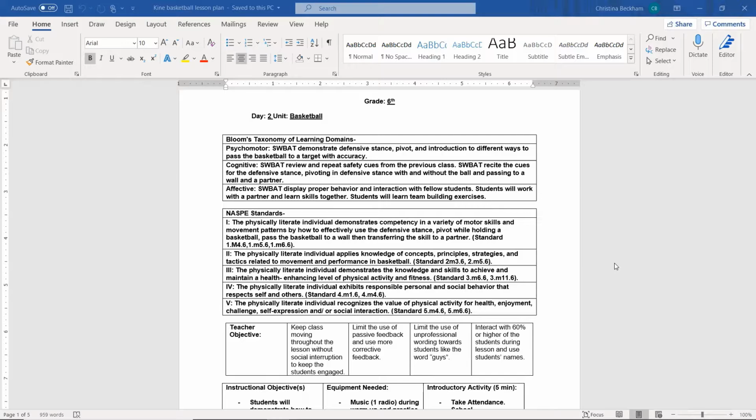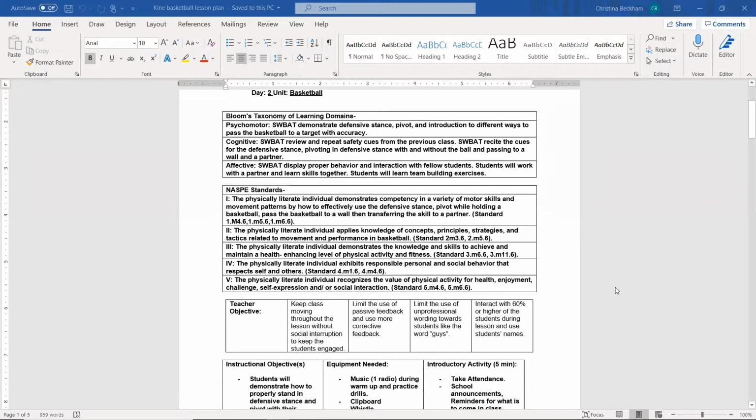The physically literate individual demonstrates the knowledge and skills to achieve and maintain a health-enhancing level of physical activity and fitness. The physically literate individual exhibits responsible personal and social behavior that respects self and others. The physically literate individual recognizes the value of physical activity for health and enjoyment, challenge, self-expression, and/or social interaction.